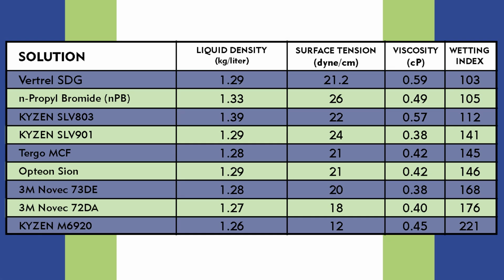Lastly is a solvent's wetting index rating. This number is related to how a solvent will stick to and spread out over the surface of your part. It takes into account the solvent's density, viscosity, and surface tension. Generally speaking, the higher the wetting index, the easier it will be for the solvent to get to the soils, which will result in cleaner parts.